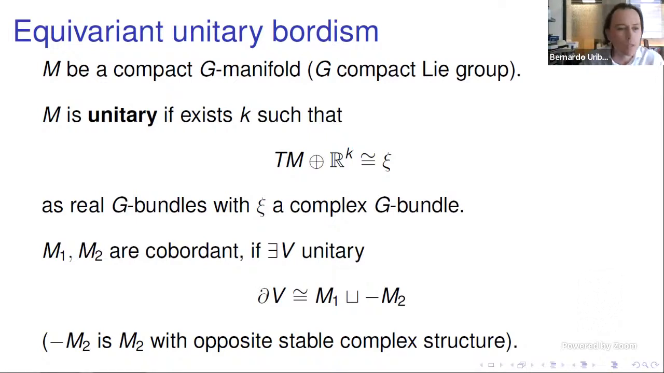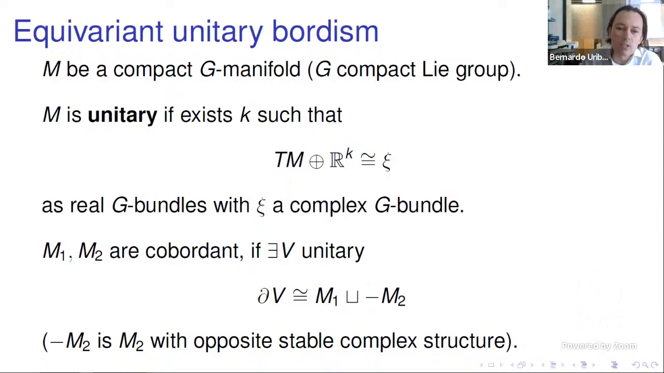We will be dealing with manifolds that we will call unitary. By this, we mean that stably, the tangent bundle can be complexified. The reason is that we want to understand a homology theory on these manifolds, and if they are just complex, then we only get even dimensional manifolds. We want something that works in all dimensions, and so we stabilize this condition. We call a manifold unitary whenever you can add some copies of the reals and at some point complexify this bundle. This is the category of manifolds I'm going to use.